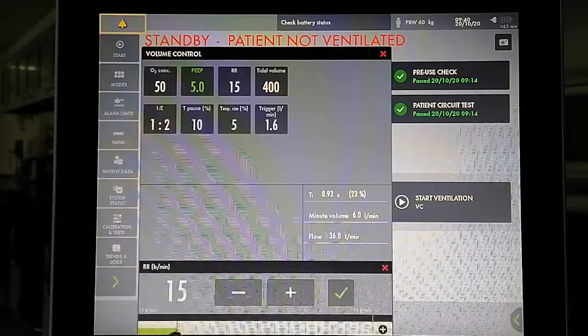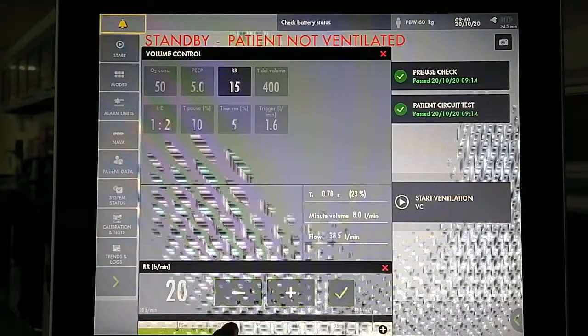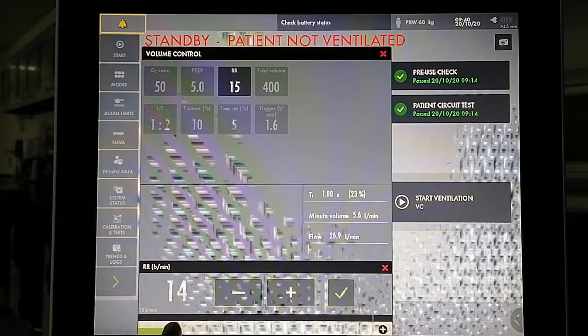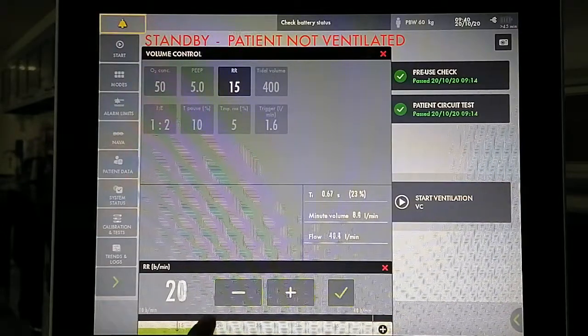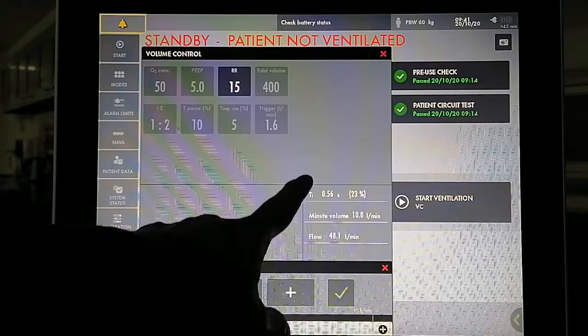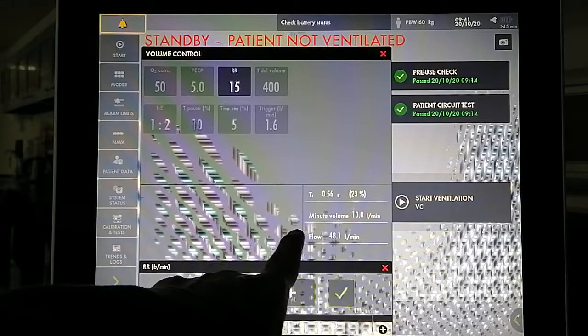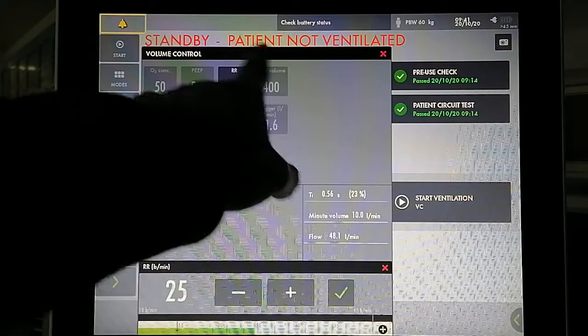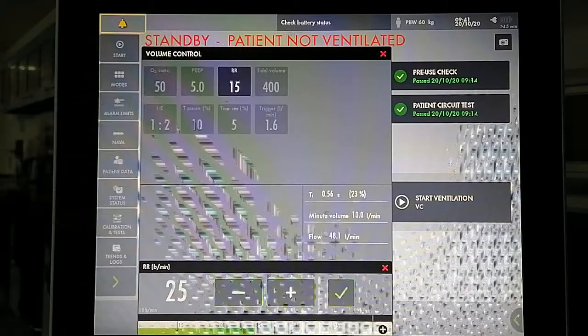Then the RR. Okay, now you can see for the initial settings, basically the ventilator provides you with recommended values, but you can manipulate that. Now as you move to the main parameter settings, we have here, of course, these are also settings, but these are calculated values based on your manually set parameters.